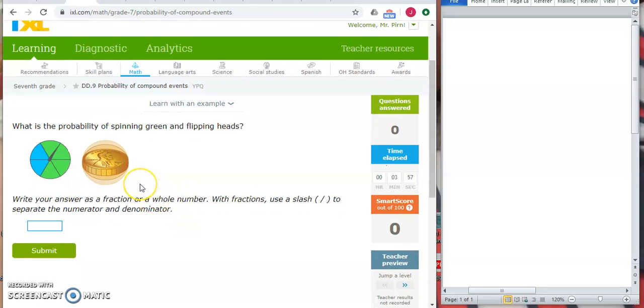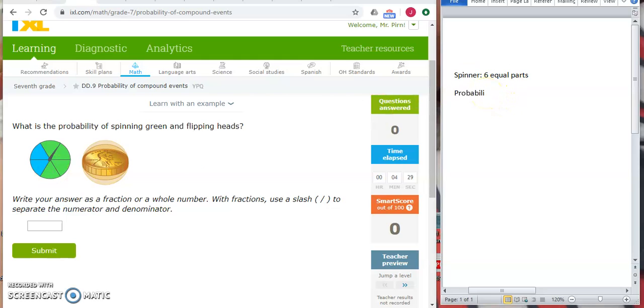So the probability of spinning green and flipping heads. I like to consider these one at a time. So let's take a look at our spinner here. Our spinner has 6 options, 1, 2, 3, 4, 5, 6. It has 6 equal slices, so the spinner has 6 equal parts. And how many of those are green? Well, 1, 2, 3, 4 of them are green.